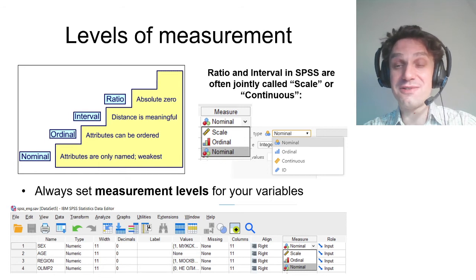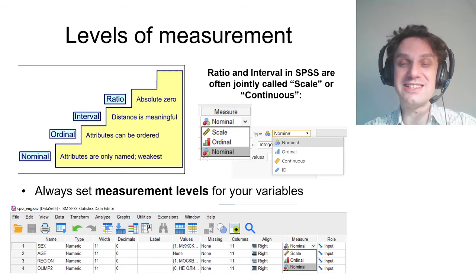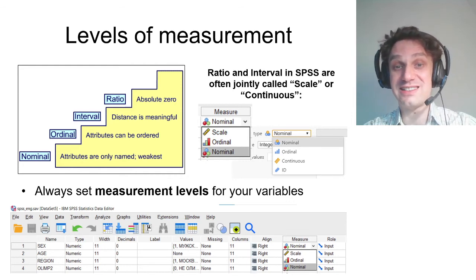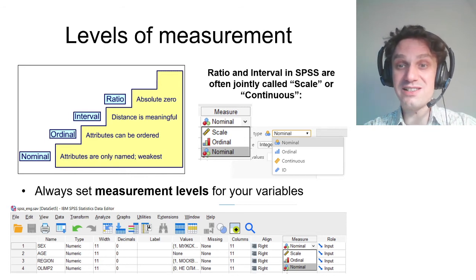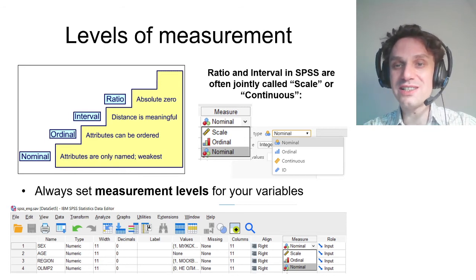Now, for ratio and interval scales, this distinction is usually not so important for our statistical analysis. That's why in SPSS they are jointly called scale. In Jamovi, they are jointly called continuous, but whether our data are nominal or ordinal, sometimes ordinal are also called ordered categorical in some statistical packages, we need to set this level of measurement for every variable.